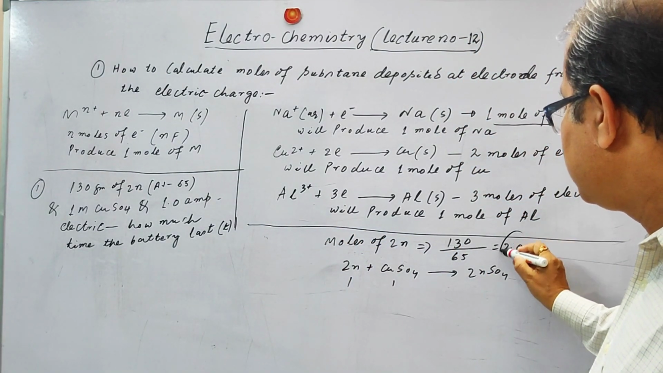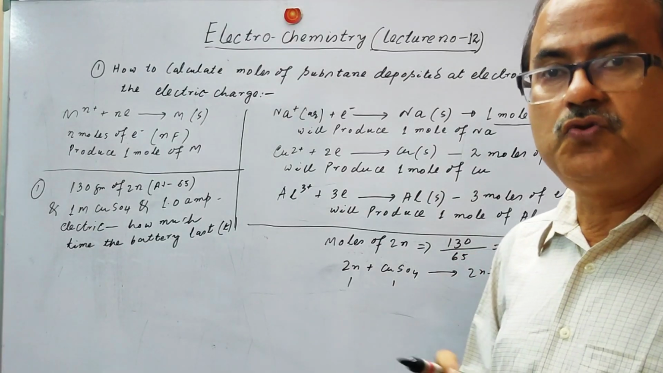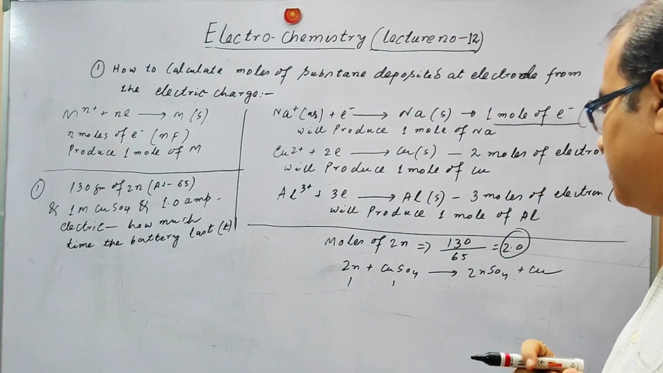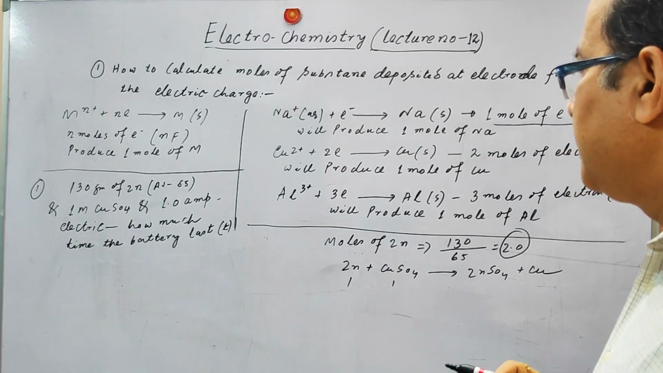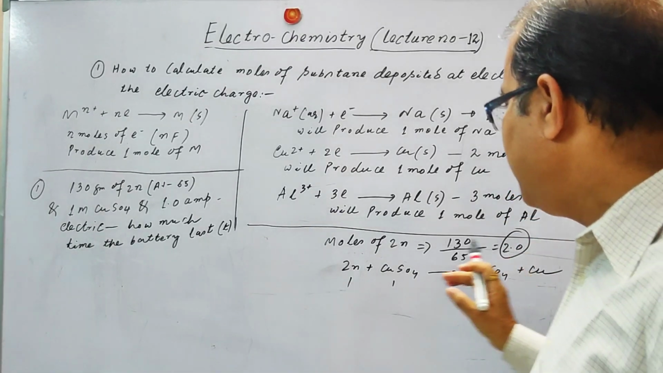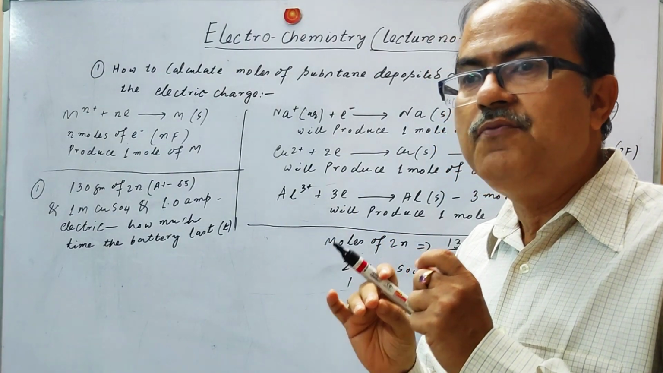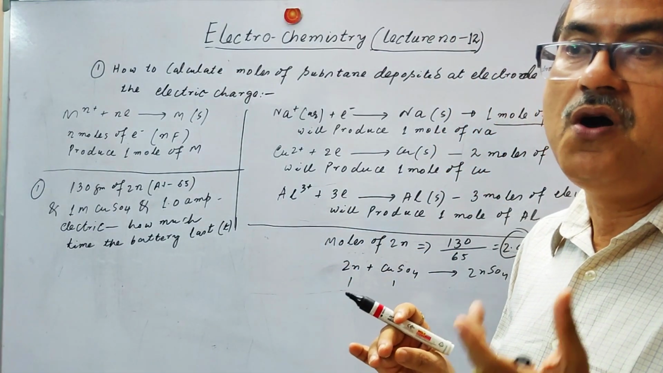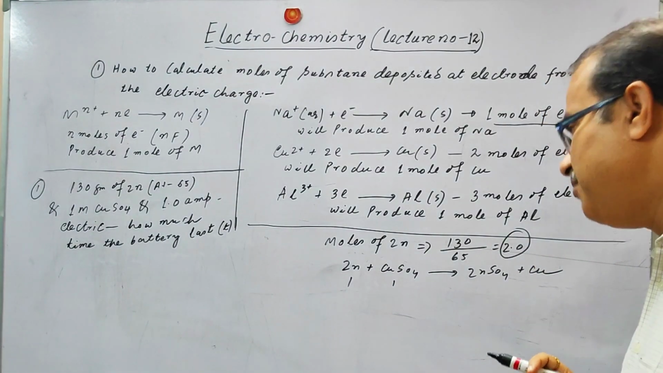Here 2 moles of zinc is there, so all the zinc will not be consumed here. Now, so far we have discussed how to produce. We have to see, for this reaction, how much electricity has been produced.